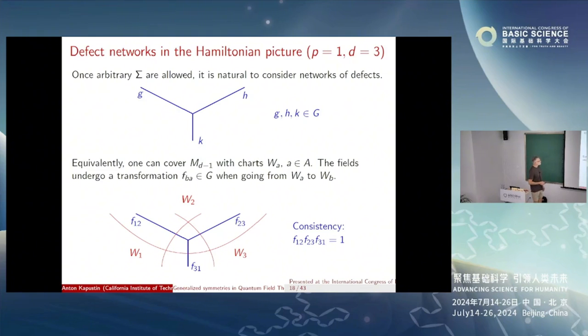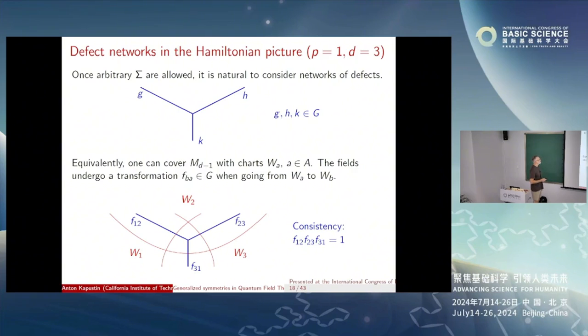So, first of all, if you allow arbitrary defects, then it's natural to consider also networks of defects. In order to be able to draw pictures, I'll focus now on the case when we are in a three-dimensional space-time, and the symmetry has p equals 1. It's a one-form symmetry. So then space is two-dimensional, so I can draw pictures on a plane. So that's a spatial slice. I'm considering networks of defects of codimension 2 in space-time, and imagine that they are extended in the time direction. So they're actually lines, drawing this line in the plane. So they are inserted at a fixed time, and they also look like one-dimensional things in the plane.